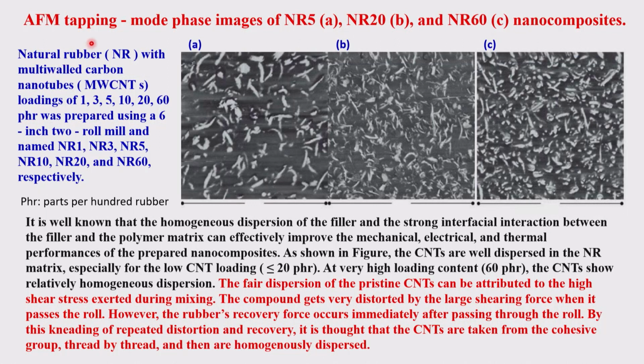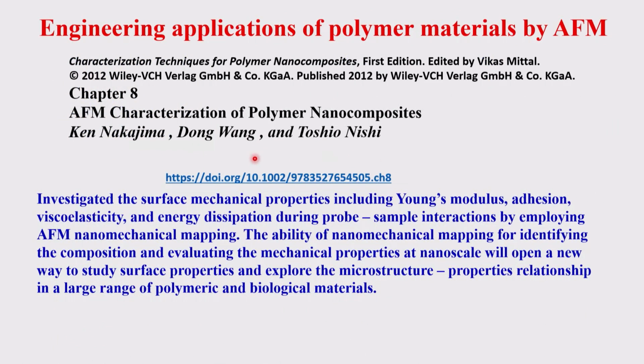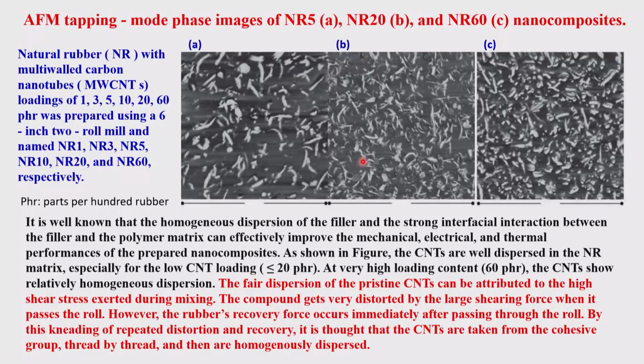So AFM tapping mode phase images of NR5, NR20, NR60 nanocomposites. What is this NR? NR is natural rubber. If you want more details, I have always given the particular paper I have taken this from, so you can go through it. You will get not only the information from the AFM, you will get other characterization information too, other supporting information as well. If you are interested, you can always look at that. And not only for this, everywhere I use the same kind of thing.